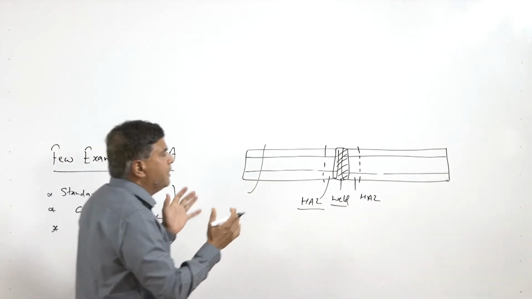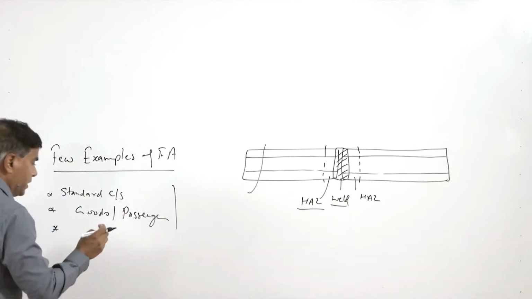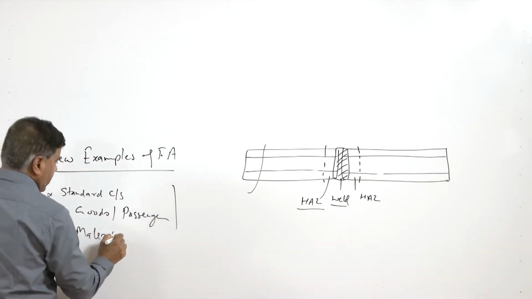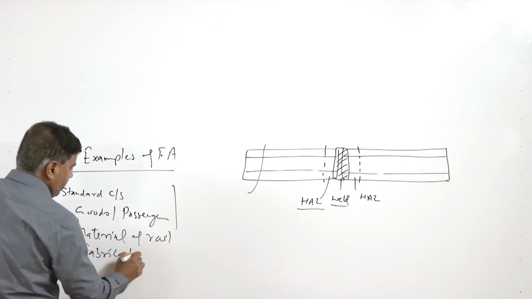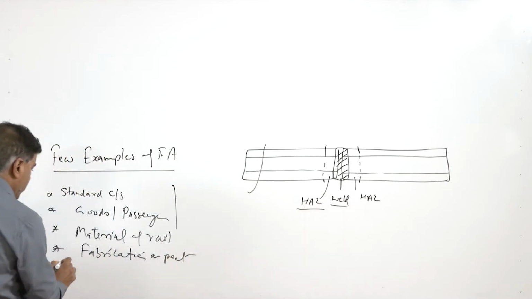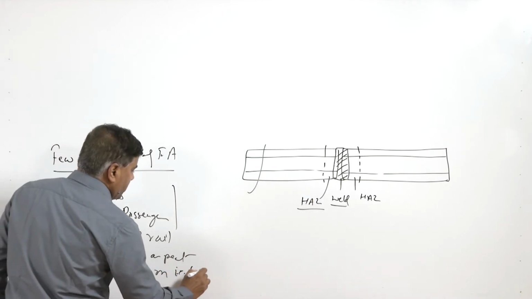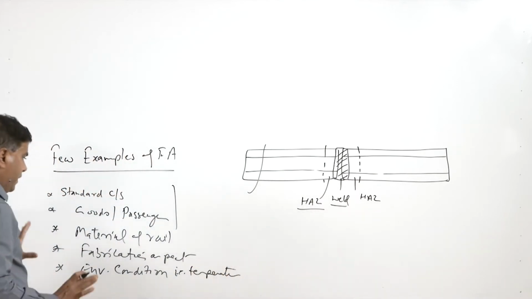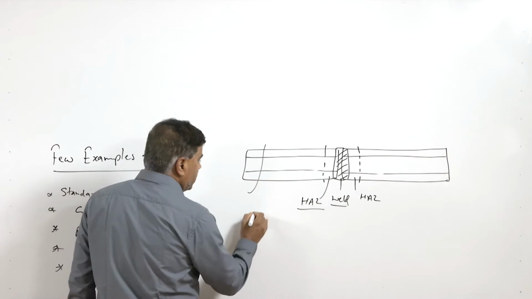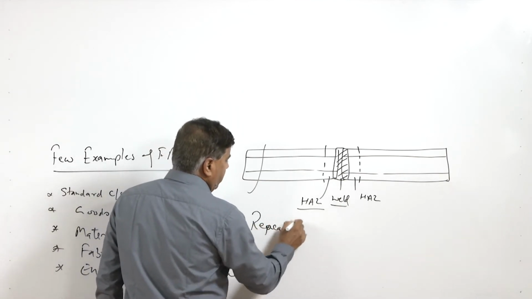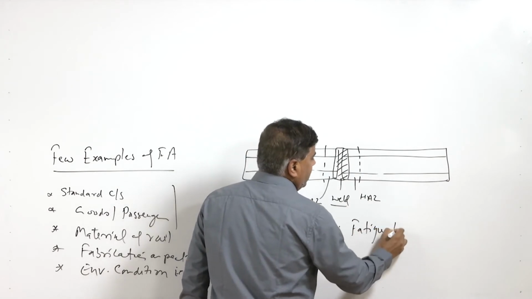The only thing is that failure of the rails can occur under certain conditions. One is the material of the rail, second is the fabrication aspect related with the rail, and third is the environmental conditions like temperature, the conditions under which the failure is taking place. Since the trains will be passing at a certain interval, the joints will be subjected to repeated loading. So the rails are subjected to basically fatigue loading.